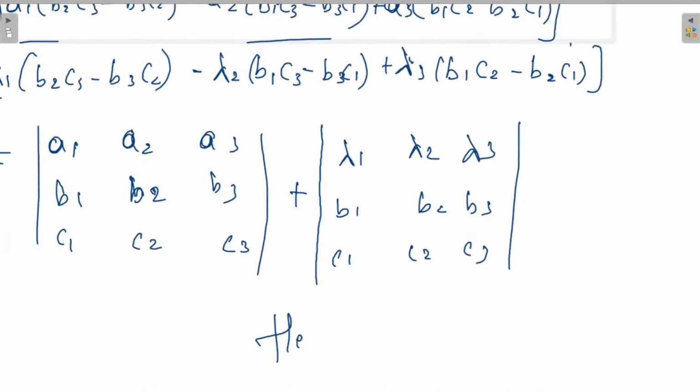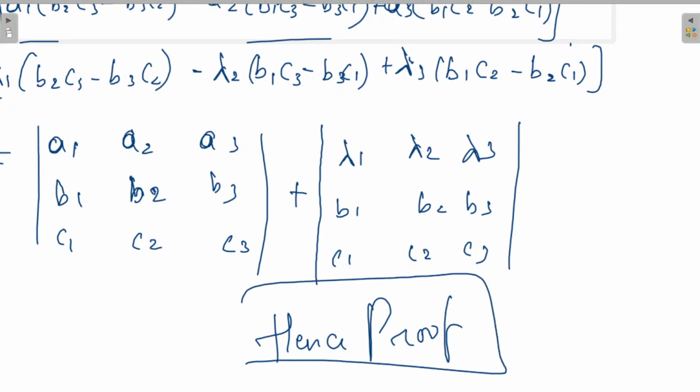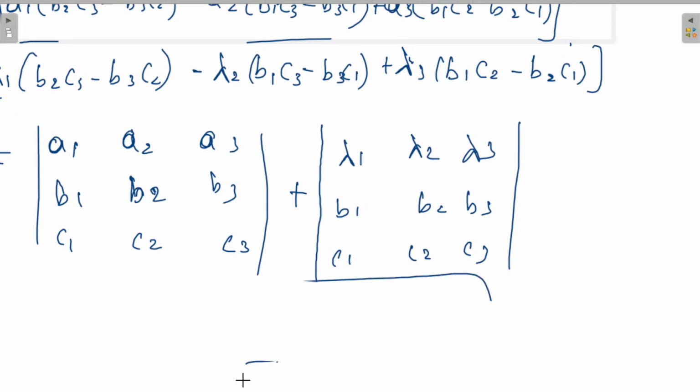You should write simple, very simple, but for 4 marks it's very important. Hence proved. Is the property clear to everyone?